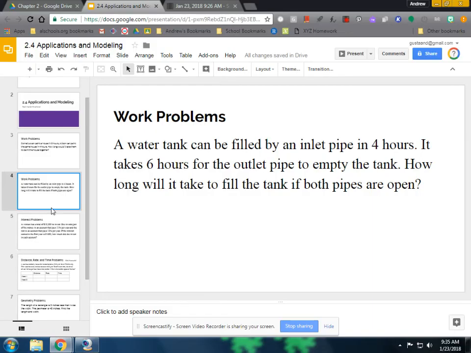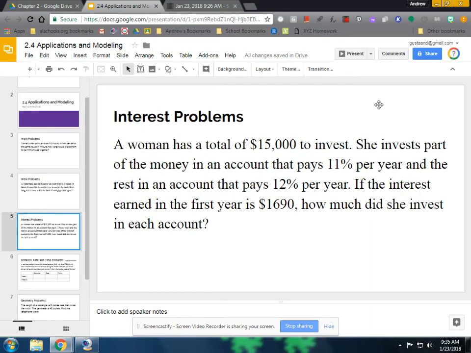All right, so those are those work problems. You're going to see some problems about interest. A woman has a total of $15,000 to invest. Good for her. And she wants to put it in two different accounts, one that pays 11% and one that pays 12%. We're assuming it's annually. We're assuming it's simple interest, not compound interest. So we're going to assume some very basic things with these problems. So simple interest, annual. These are our percentage rates.